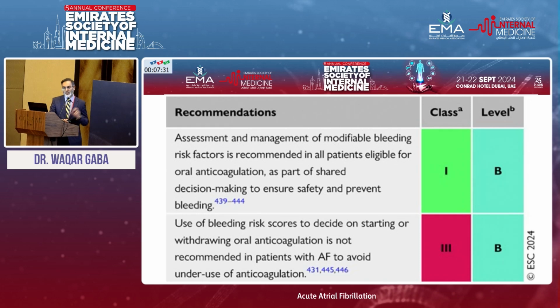So this is just a summary in terms of bleeding. You can say the 1B indication is assessment and management of modifiable bleeding risk factors is recommended for patients who are eligible, as a shared decision making. And use of bleeding risk scores, this is very important. This is new. To decide on starting or withdrawing anticoagulation is not recommended in patients with AF, to avoid underuse of anticoagulation, because you will start underusing anticoagulation.